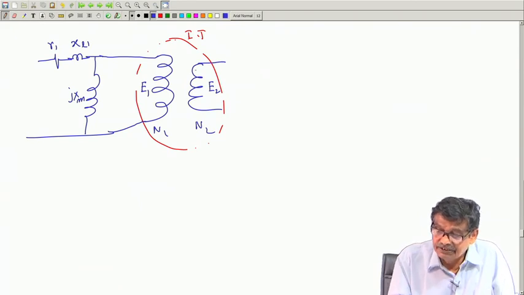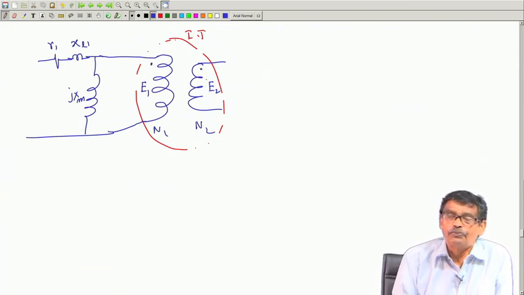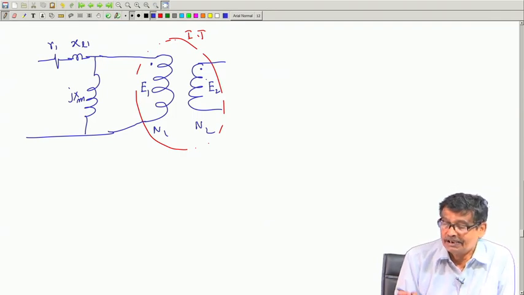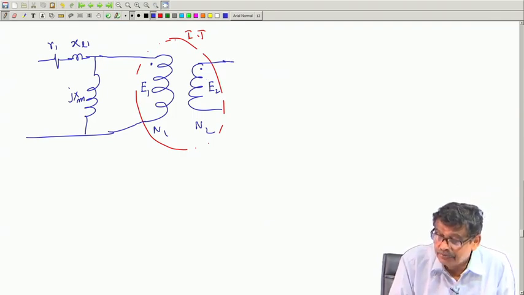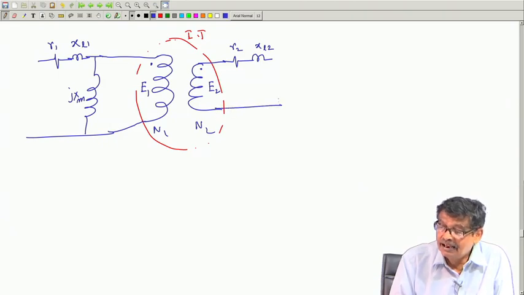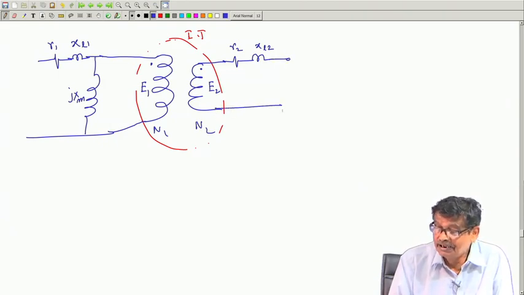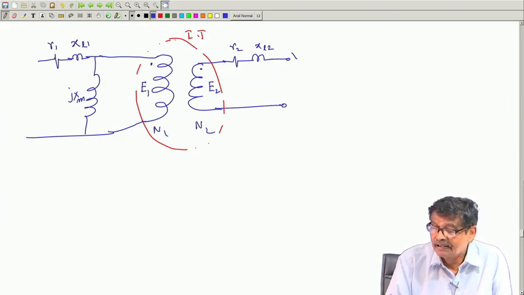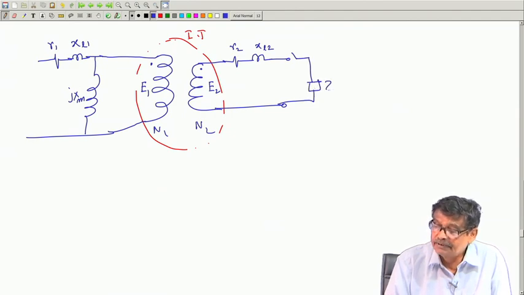In the secondary side too, it will carry current, it will produce flux, a portion of it may be leakage flux, and therefore there is winding resistance as well as leakage reactance X L 2, and then these two are the terminals, and here is the secondary impedance you have connected.